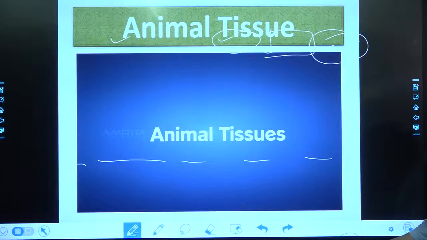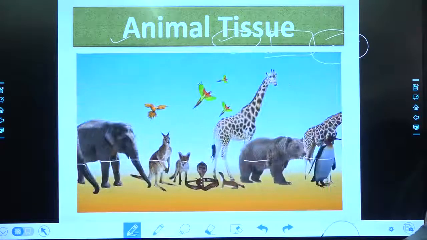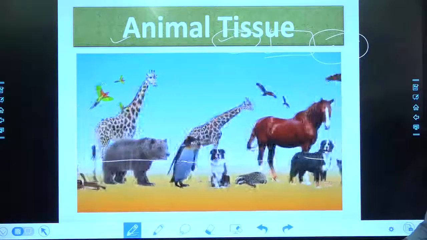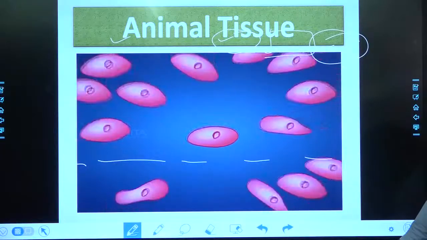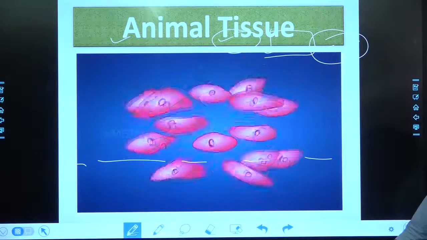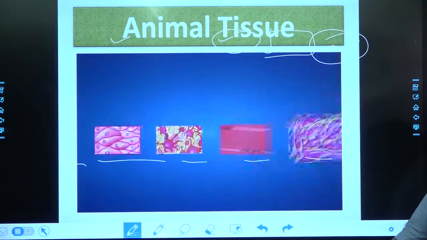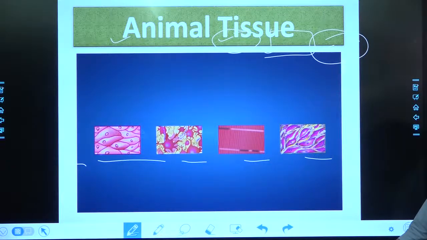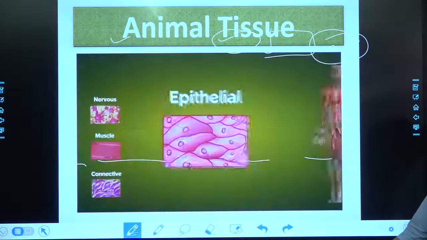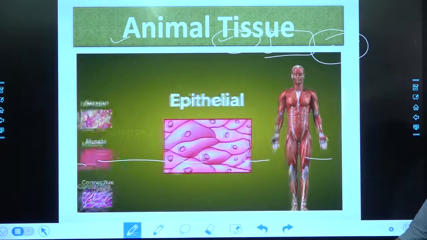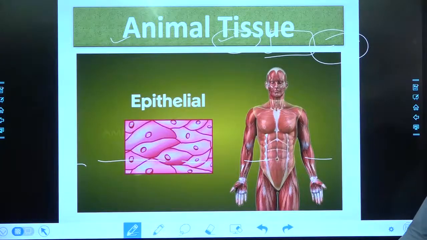Animal tissues. Almost all animals are made up of tissues. Tissues are groups of cells that are similar in structure and work together to achieve a particular function. Animal tissues are grouped into 4 basic types: epithelial, nervous, muscle and connective tissues. Let's first look at the epithelial tissue. This tissue covers and protects the internal and external surfaces of the animal body.